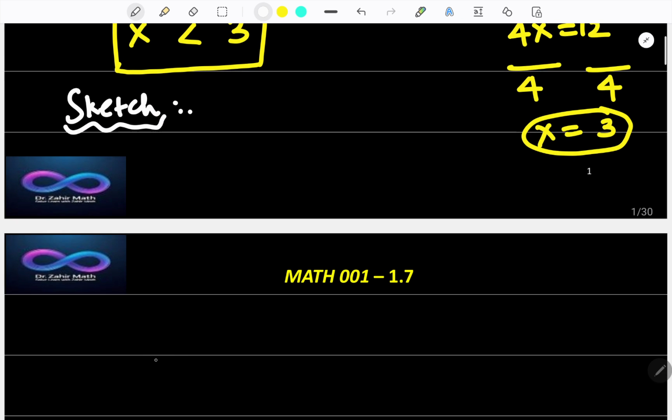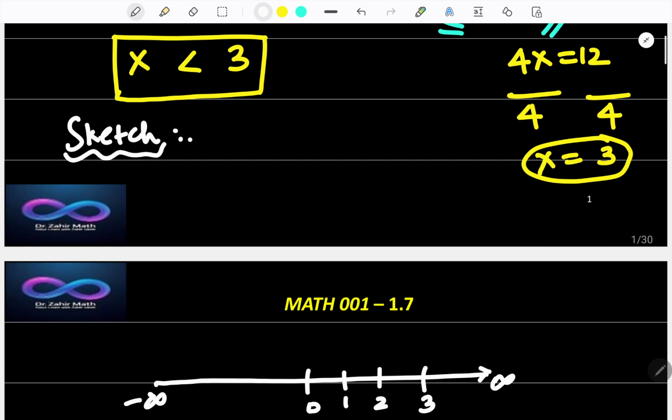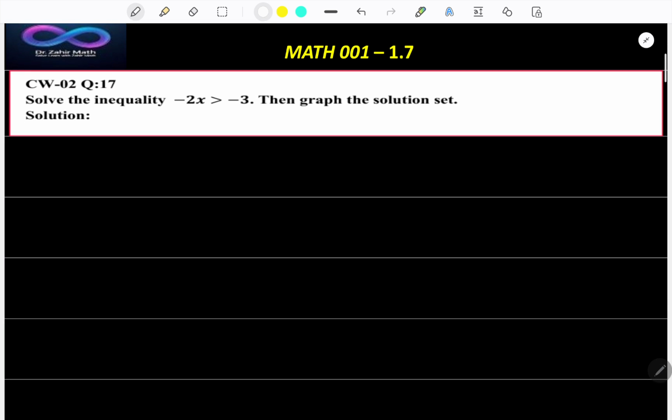So what we are going to do? I'm going to draw a line, a real number line, which has infinity and minus infinity, right? Where is 3? Here is 0, here is 1, 2 and 3. So x is less than 3. That means you're going to take this portion, x less than 3. Keep in your mind, okay? So this is called sketch. Let's go to the next question.